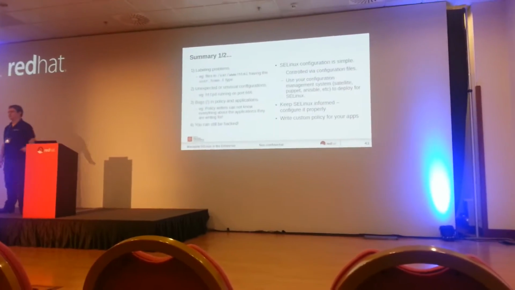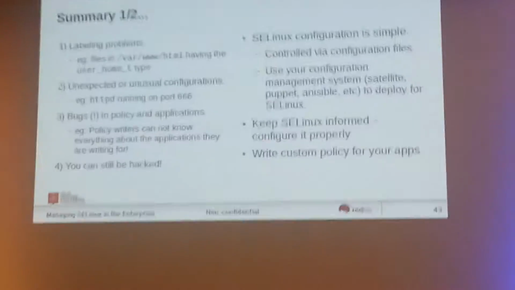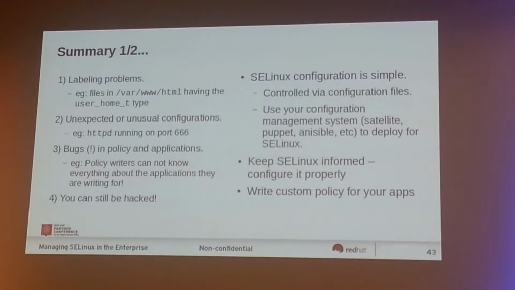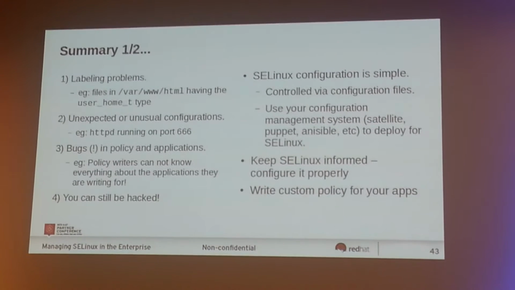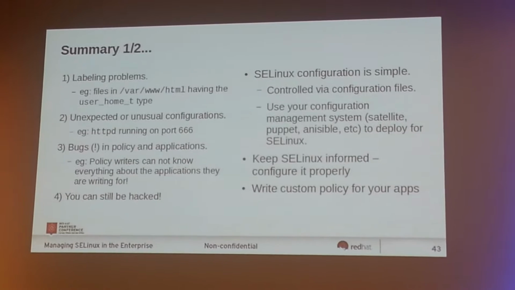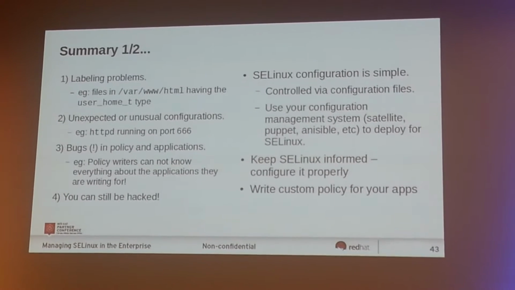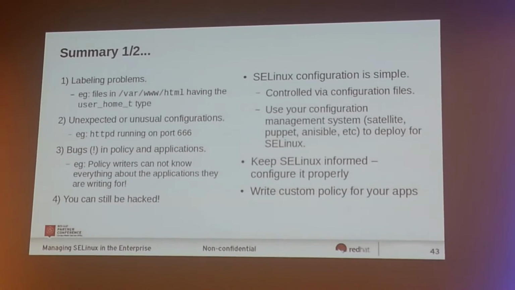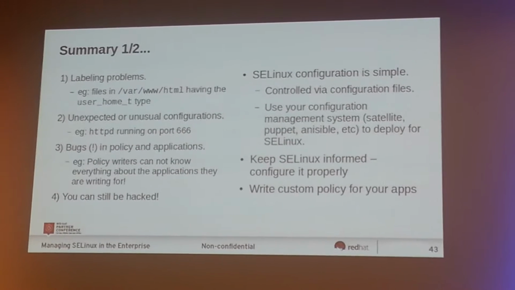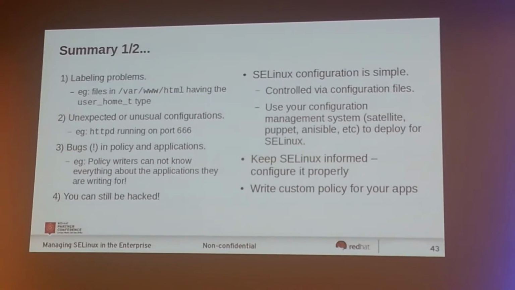So to summarize, SELinux problems fall into one of 4 areas. Labeling problems, your fault. Unexpected or unusual configurations, your fault. We realize actually it's really easy to fix these things, and SELinux is doing its job properly. There are bugs in applications, there are bugs in policy, but nowadays on RHEL 6, you shouldn't see many of these pop up. Again, use the customer portal, raise a ticket if you think you found one of these bugs, and you can still be hacked.